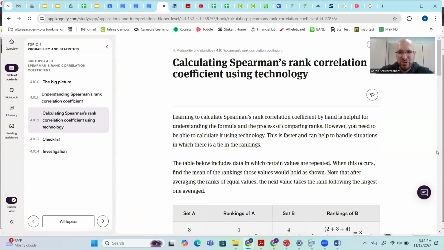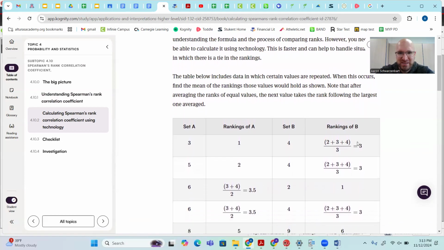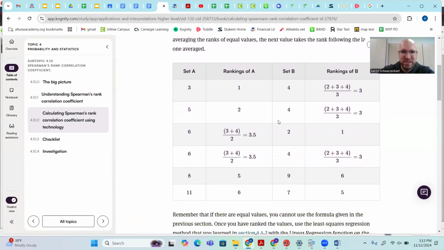So, using technology to do this, Spearman's rank correlation is helpful. However, if you have ties, here are our sets. I'm going to rank their order and give each a rank. I've got 3, 5, 6, 6, 8, 11. This is first. This is second. These two here are tied for third. That means they're split between third and fourth, so they each get a 3.5, then a 5, and a 6.